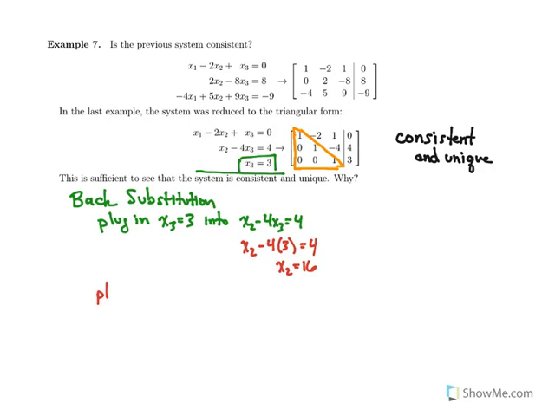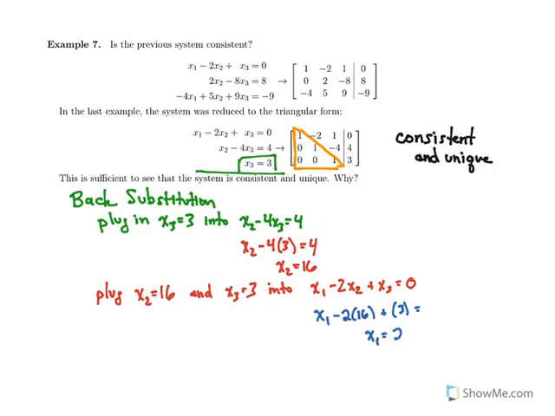Then I can plug x2 equals 16 and x3 equals 3 into the first equation, x1 minus 2x2 plus x3 equals 0, which will give us x1 minus 2 times 16 plus 3 equals 0, so x1 equals 29.